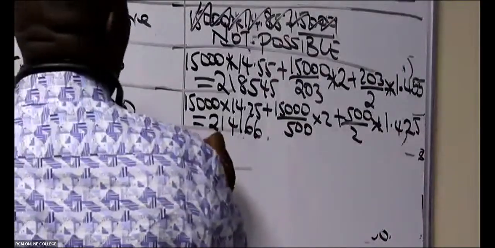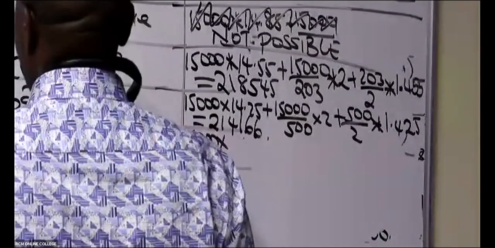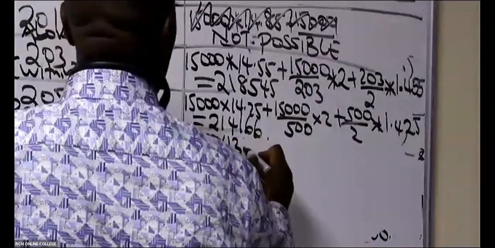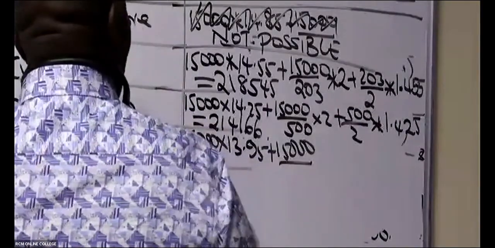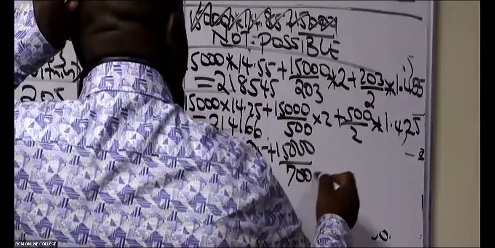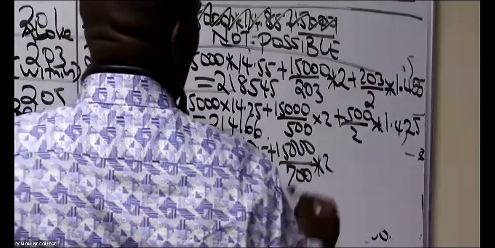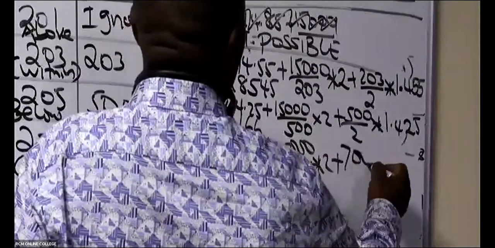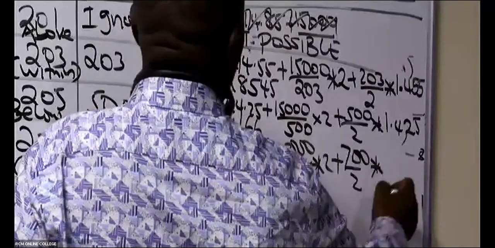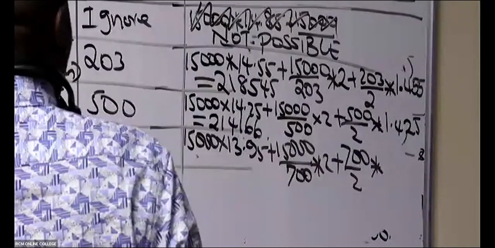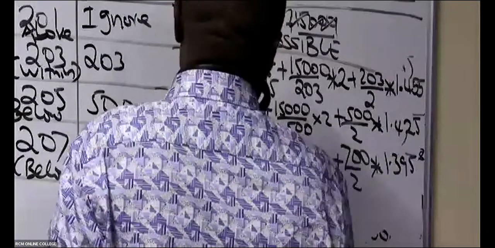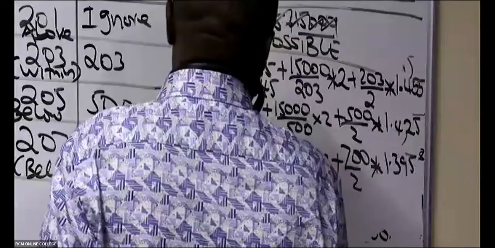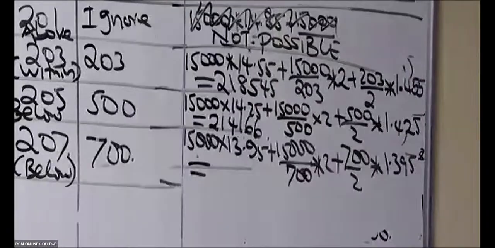Then go and do the same for the 700 real EOQ. So it will be 15,000 times 13.95 plus 15,000 divided by the EOQ here, which is 700, times 2 constant, plus the 700 over 2 times, in this case here, 1.395. Which will end up giving us what figure? Just a whole number. According to Lillian, we have here 209,781.